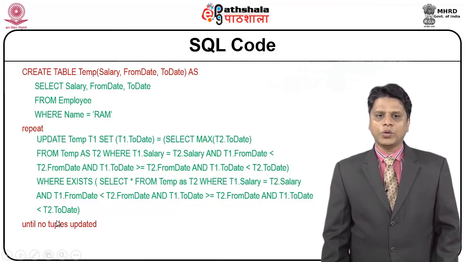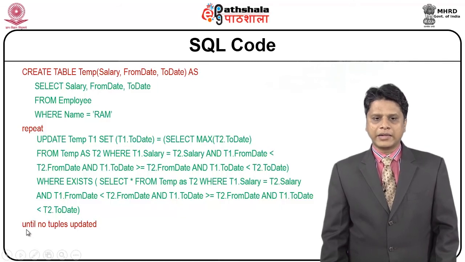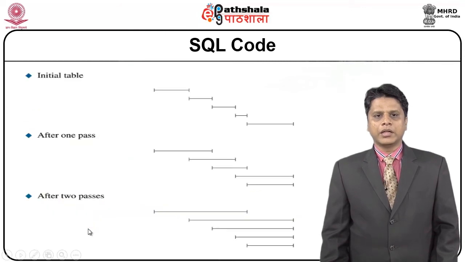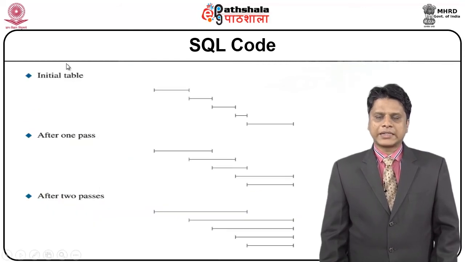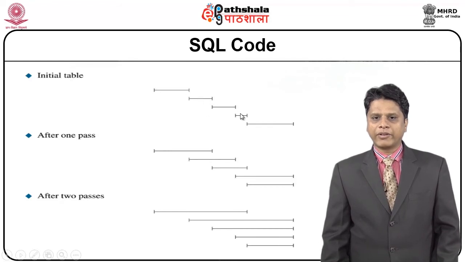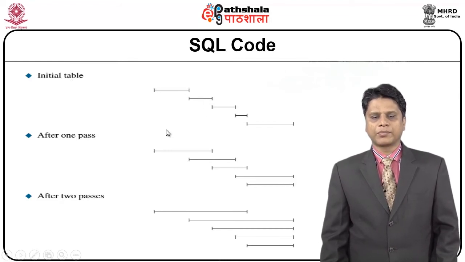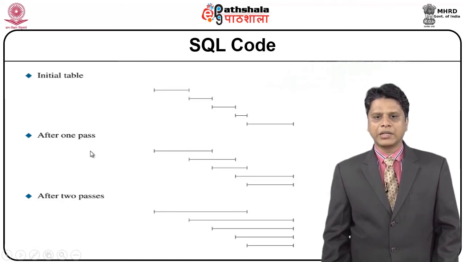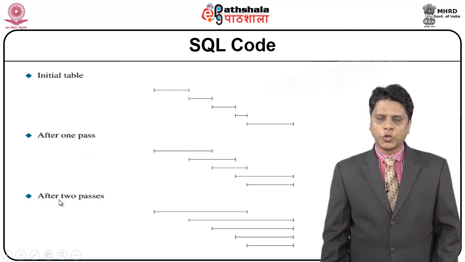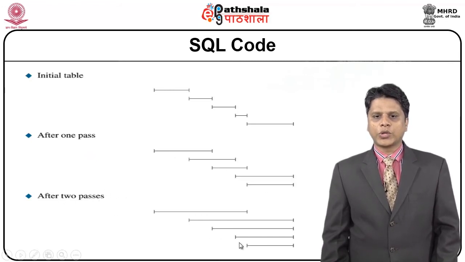We may have to repeat this procedure until no tuples are there to be updated. If you look at this table, initially the values do not overlap, but after one pass, that is after it has been repeated, there seems to be some overlap, whereas after two passes it seems to overlap a lot, but the end result is the common.